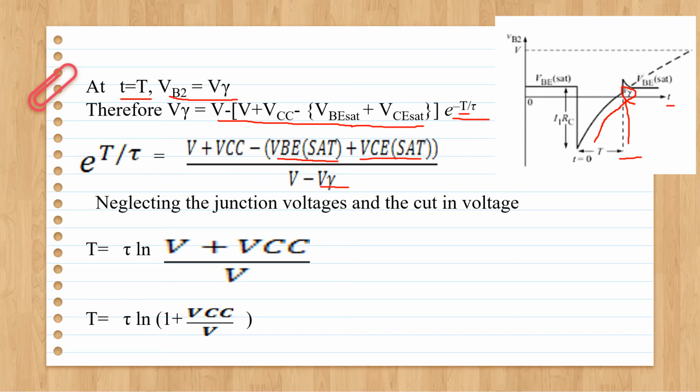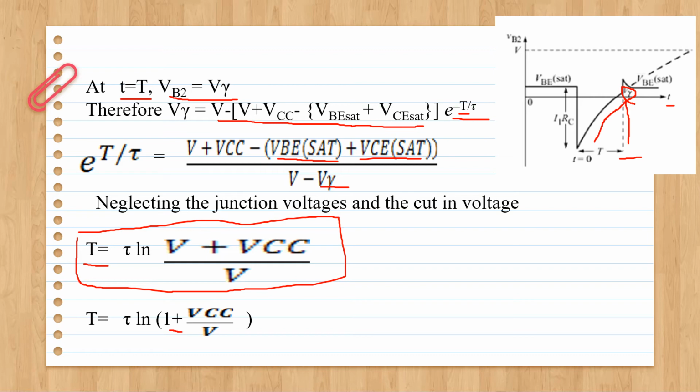Now take log on both sides, then send this tau to the right side. What we will get? Capital T equals tau times log of V plus VCC by V. So here T is the pulse width. And divide this V plus VCC by V, that is 1 plus VCC by V.